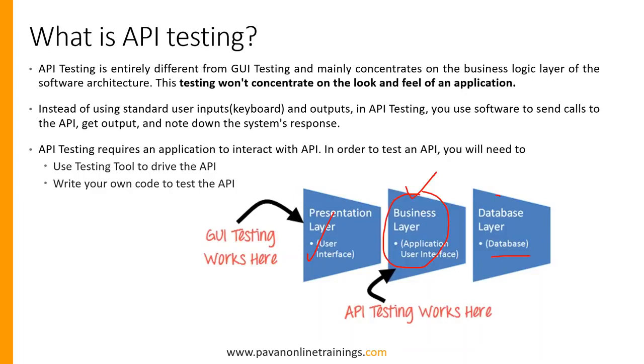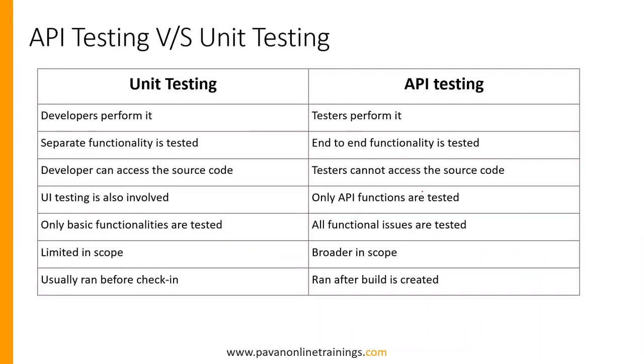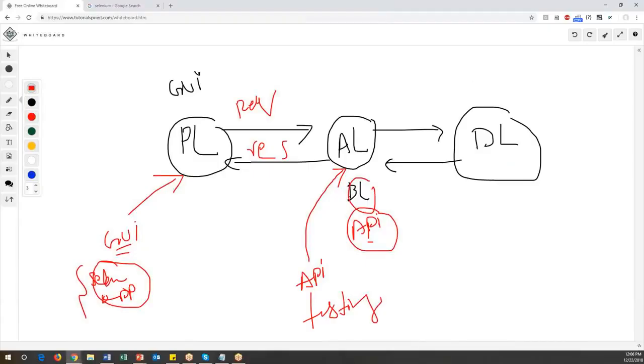Okay. Now let's move on to a few more things. So what is an API? What is API testing? We have understood so far, right? Now let us understand the difference between unit testing and API testing. So when will unit testing happen, and when will API testing happen?